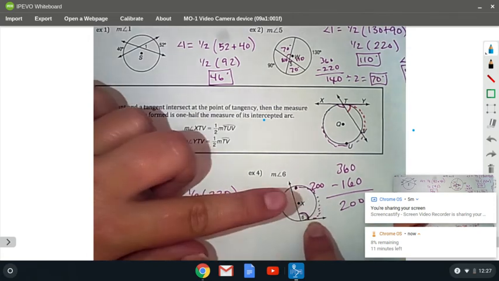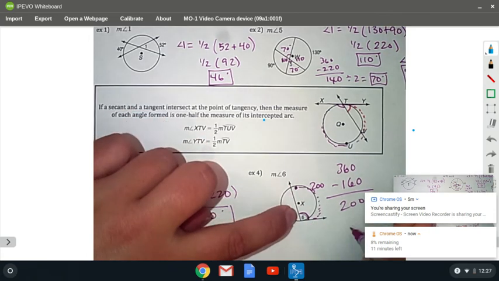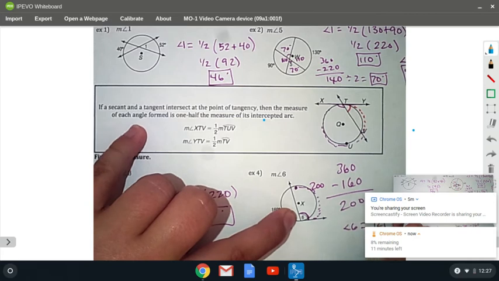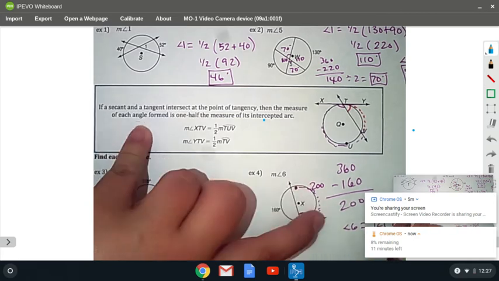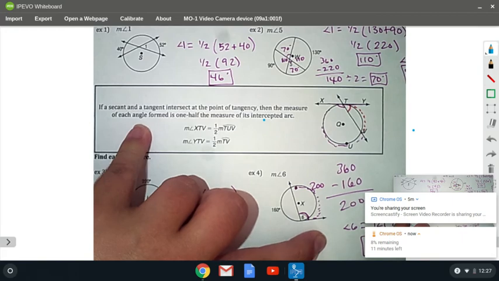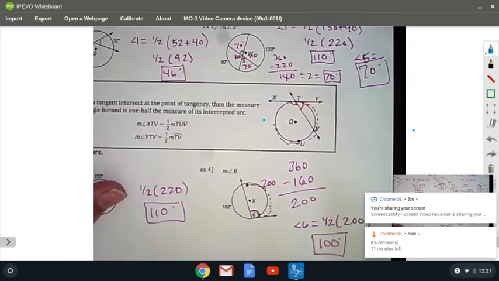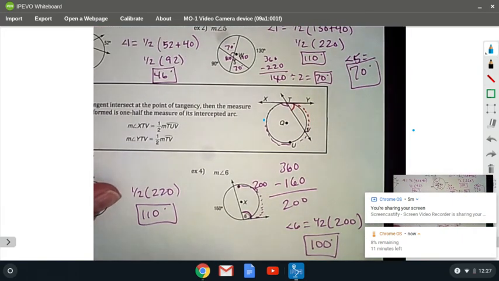Now that's not the question though. They want to know this angle. So now I know that this angle should be half of 200, half of that arc. So my angle 6 would be 100 degrees.